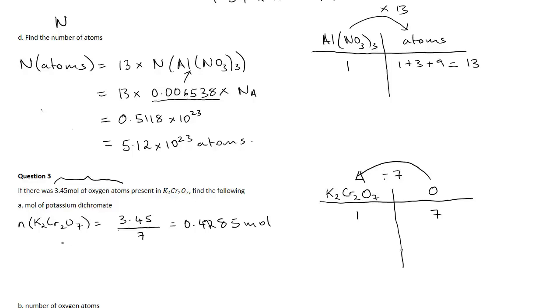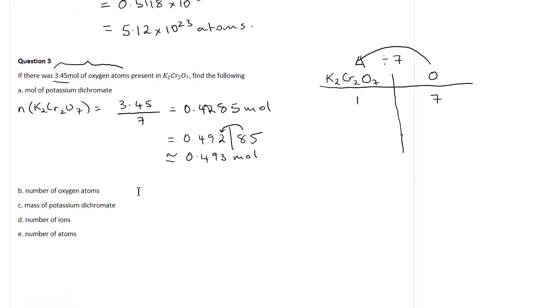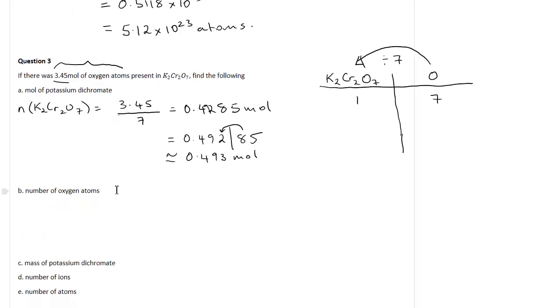Alright, so we've got this here. Now we want to find, and that's our answer, right? So 3 significant figures means that we express our answer to 0.49285, and that increases the 2 to a 3. So therefore it equals, so this is how much mole of potassium dichromate we have. Alright, so then we jump straight to the number of oxygen atoms.